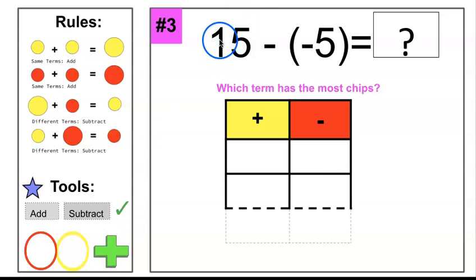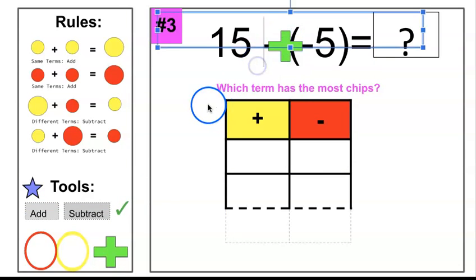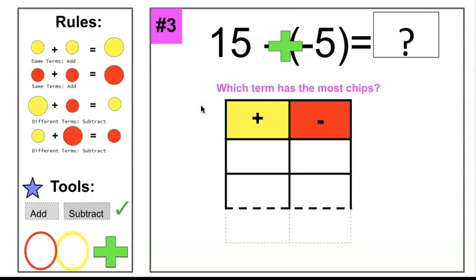Again, we always look at our integers, positive 15. Oh, look at here, we have a double negative. So we're going to go ahead and finally use our giant plus. We're going to drag that and put it in front of those two double negatives. So now that problem has changed. It is no longer a negative 5, it is a positive 5.